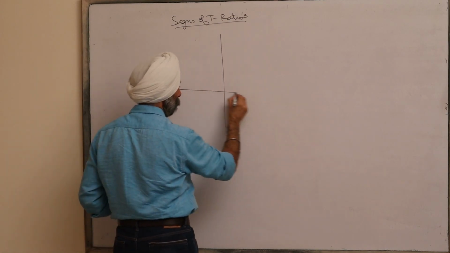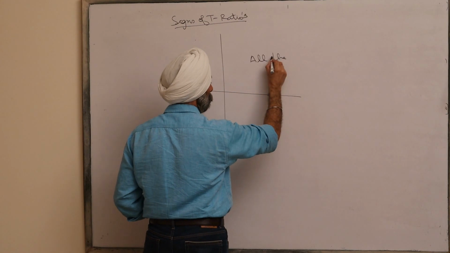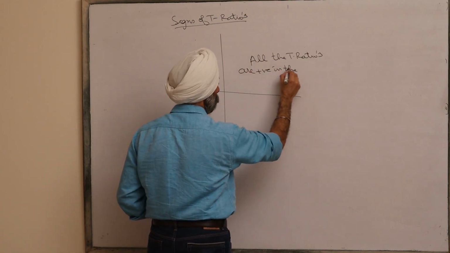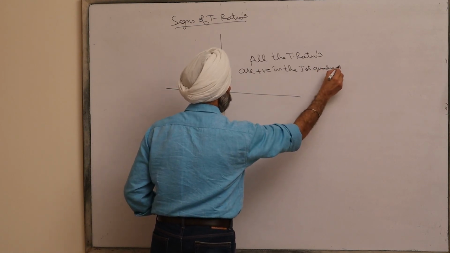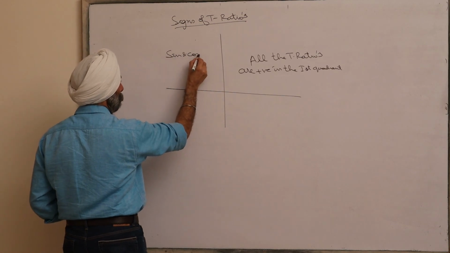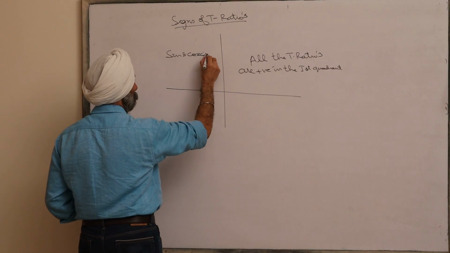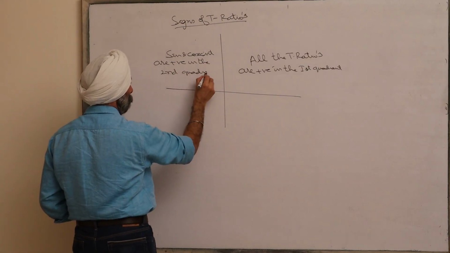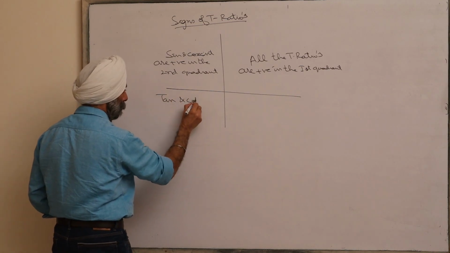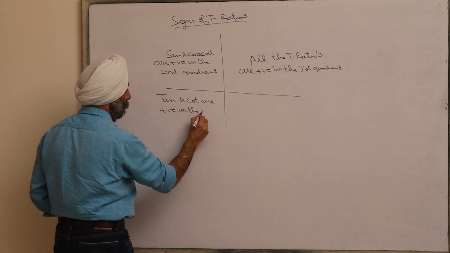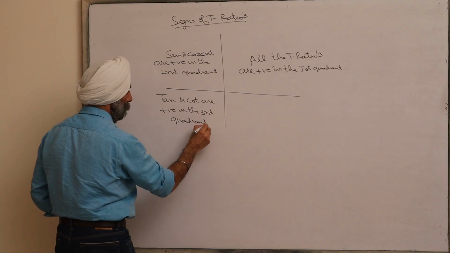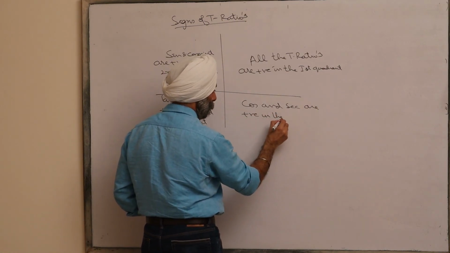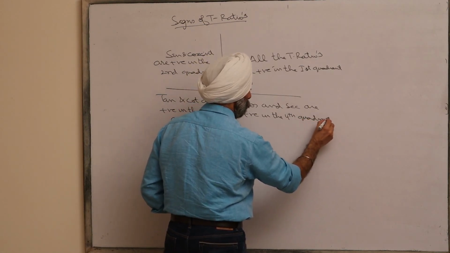Now we will be following this rule: all the trigonometric ratios are positive in the first quadrant. Only sine and cosecant are positive in the second quadrant. Then tan and cot are positive in the third quadrant, and cos and secant are positive in the fourth quadrant.